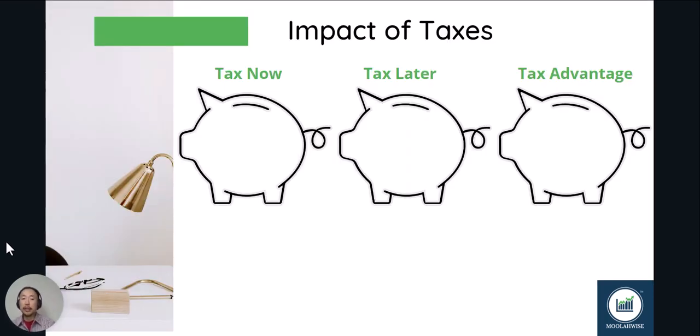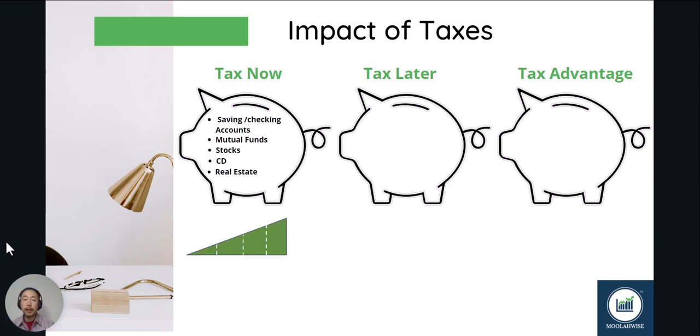I've mentioned these three buckets of taxes before in my previous episode, but it bears repeating. In the USA, there's really only three buckets of taxes. The first bucket is what we call tax now. The second bucket is what we call tax later, or tax deferred. The third bucket is called tax advantage, or sometimes people use the word tax free.